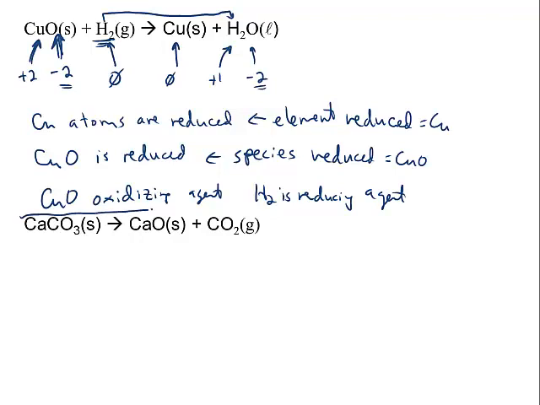Okay, let's look at a final example. Calcium carbonate reacts to make calcium oxide and CO2. In this case, calcium is an ion. It has a +2 charge, so its oxidation number is 2+. The oxygens are -2 each. If you figure out the carbon, the oxygens come out to 3 of them. They're -6. The calcium's +2, so this actually must be +4.